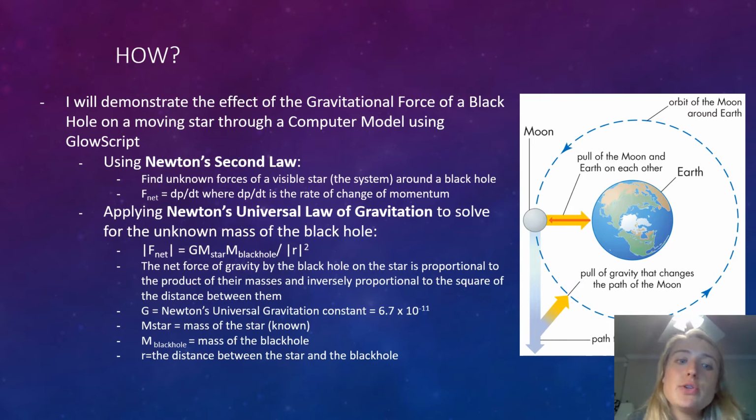For this lab, we need to know Newton's second law in order to know that F net will be equal to dp over dt, which is the change in momentum, in order to find the unknown forces of this star around the black hole. Then the universal law of gravitation is going to be used to solve for the unknown mass. F net is equal to the gravitational constant times the mass of the star times the mass of the black hole divided by the distance between them squared. The gravitational constant I have down there is 6.7 times 10 to the negative 11. Then using that formula, we essentially just solve for the mass of the black hole.